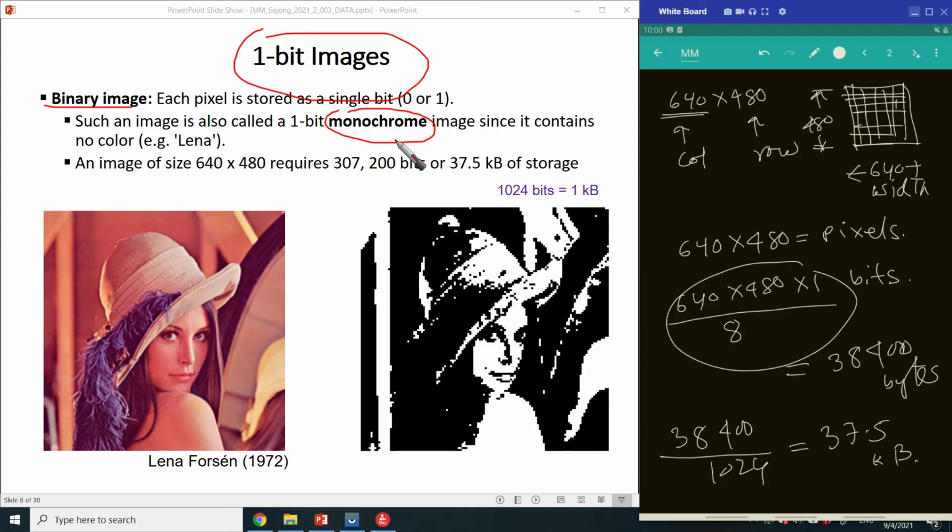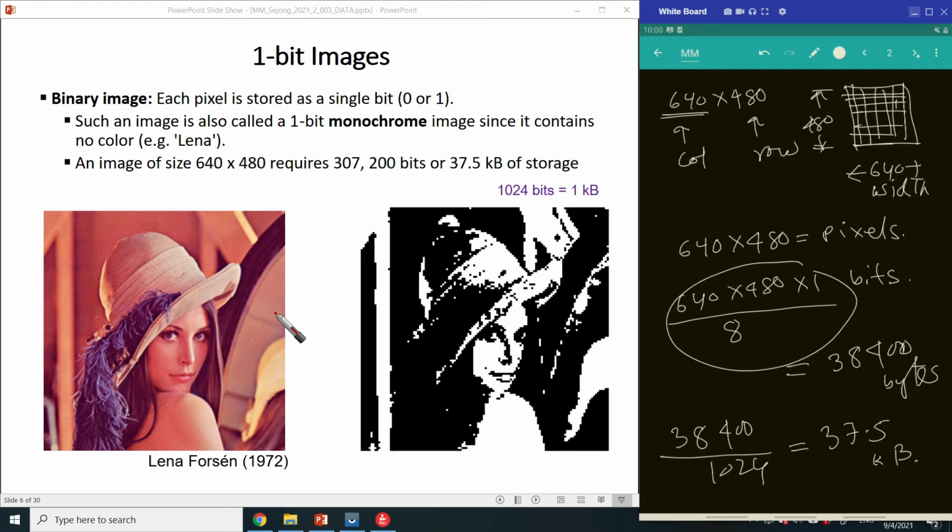Now before we move to the next slide, in front of us you see this beautiful color picture. This is a picture of Lena Forsen in 1972. We say Lena image, Lena picture, or Lena photo. It was published a long time back, around 50 years ago, in some sort of entertainment magazine.